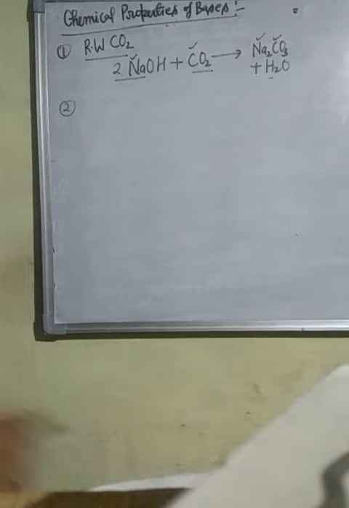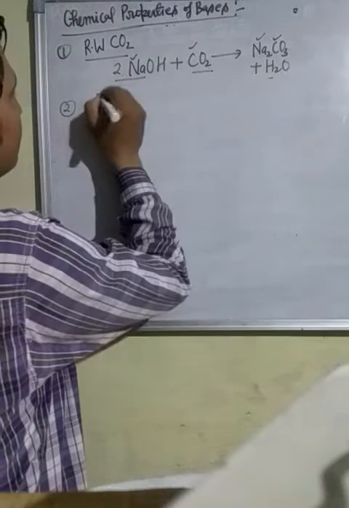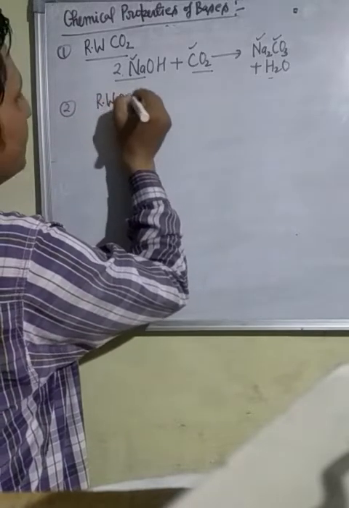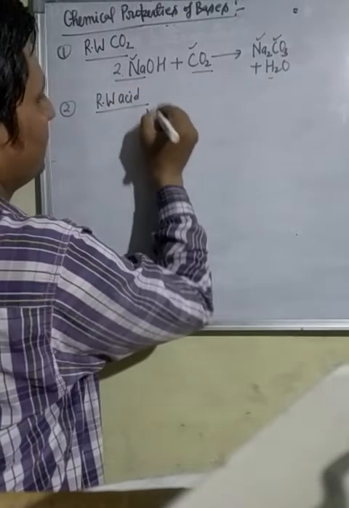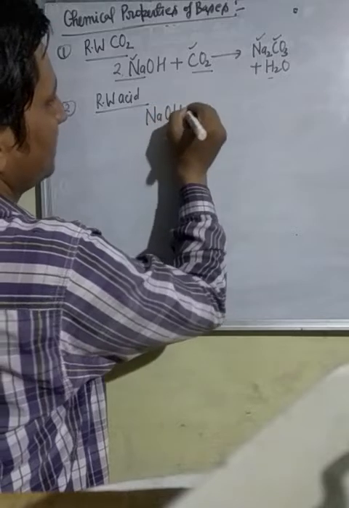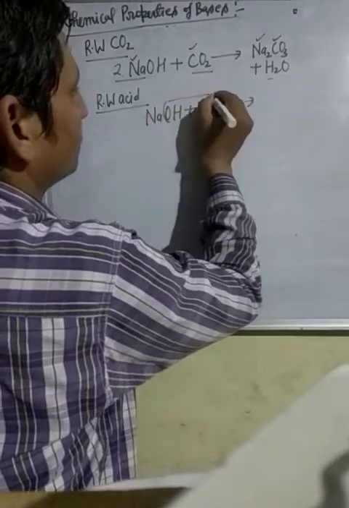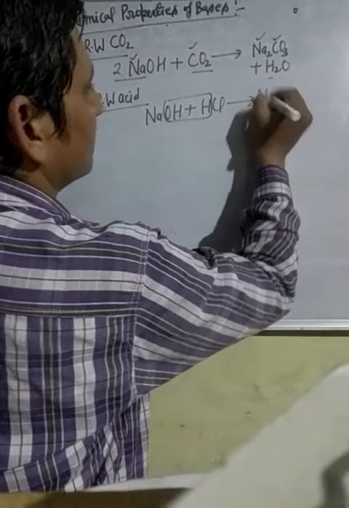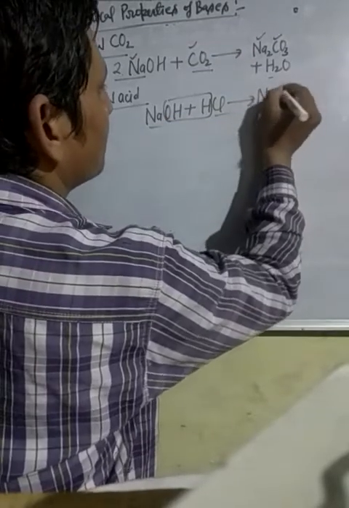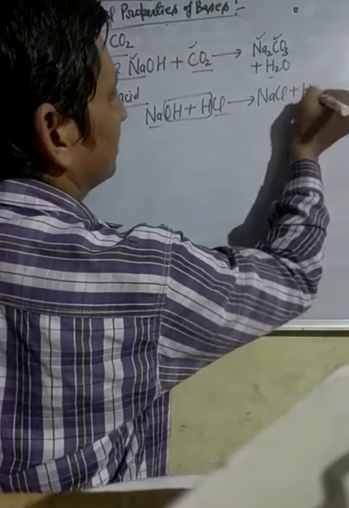Second, reaction with acid. This is base NaOH. Base reacts with acid HCl to form salt NaCl and water H2O. Okay, student. Third point, sorry.